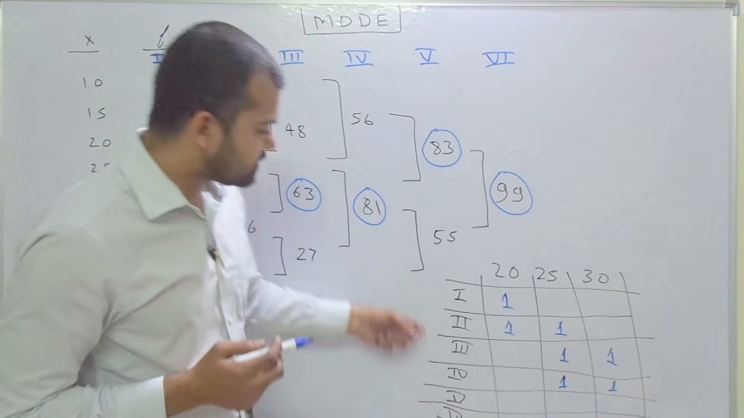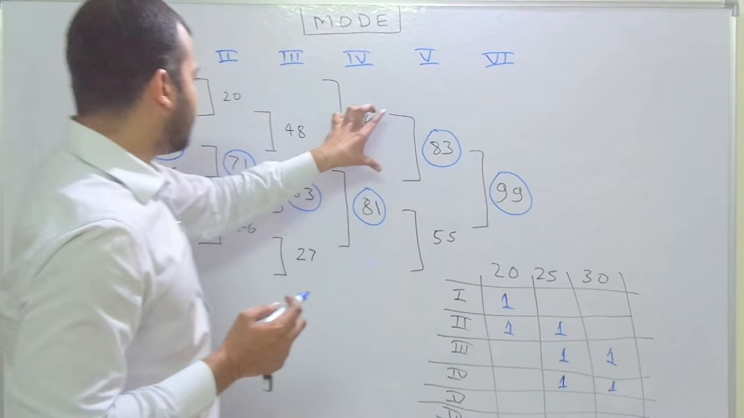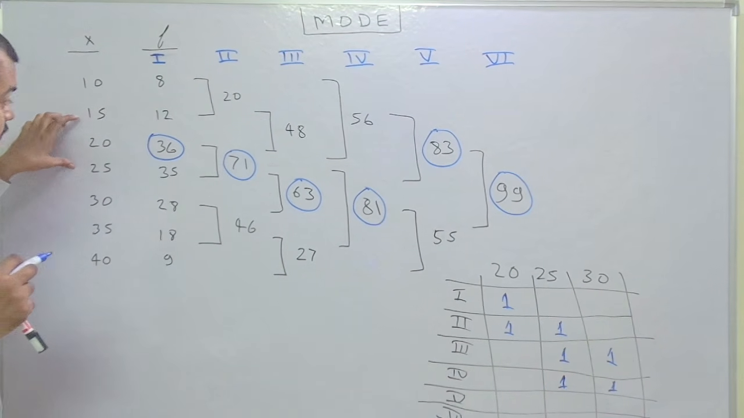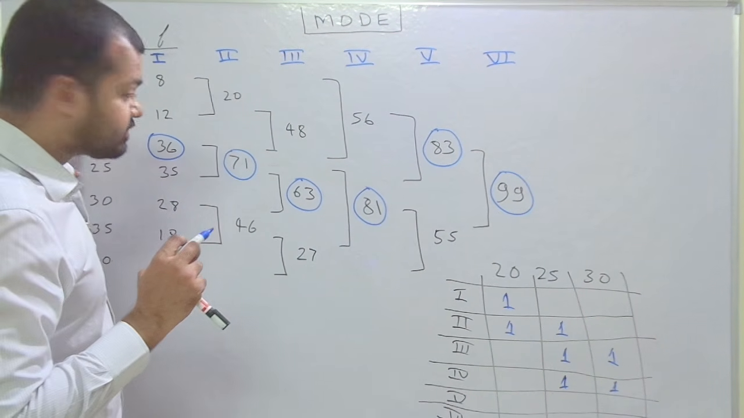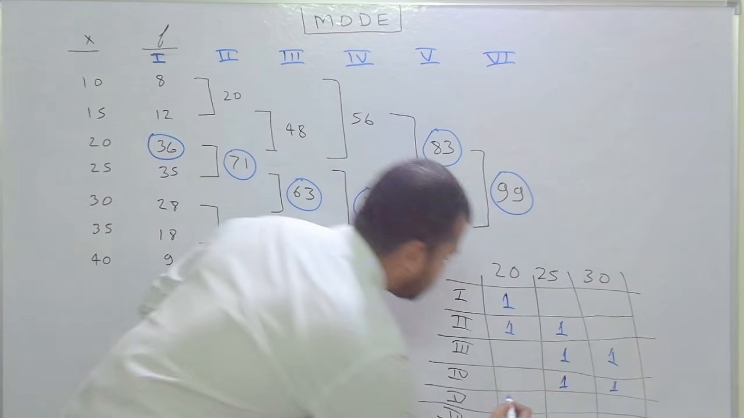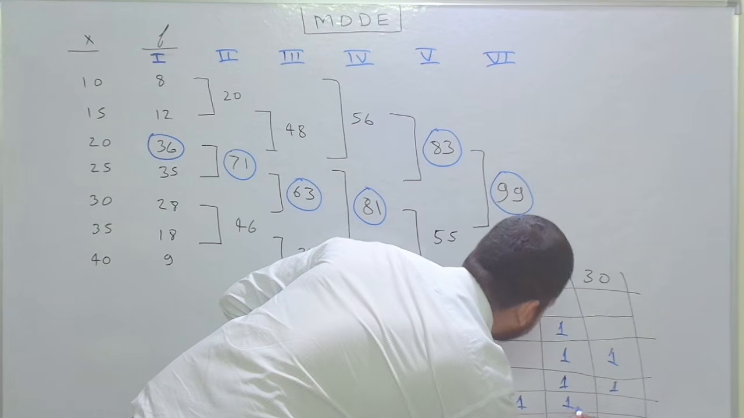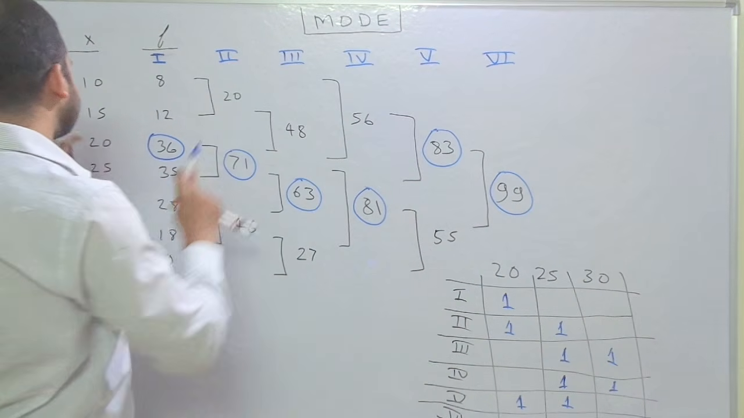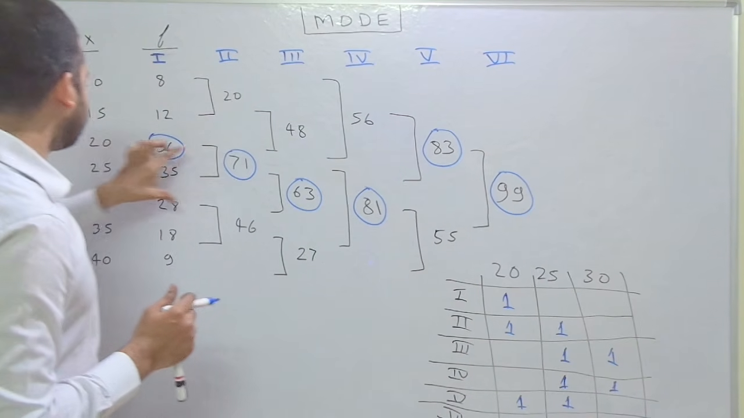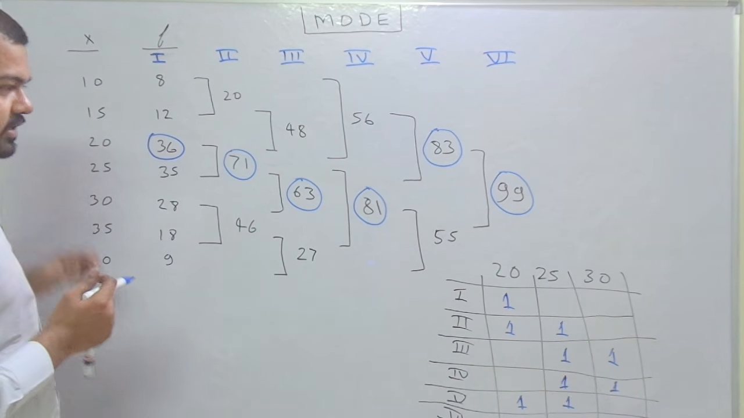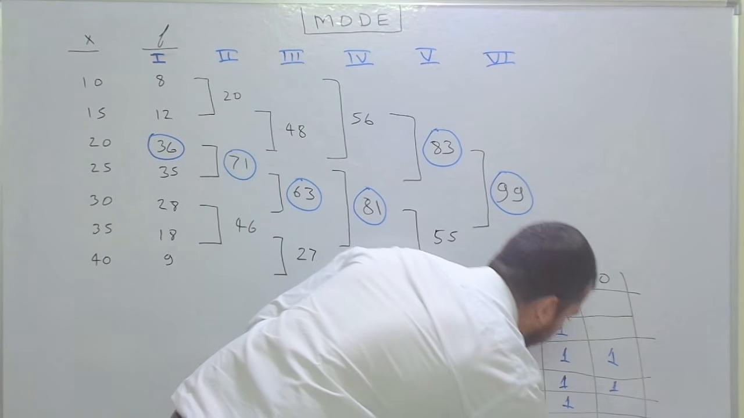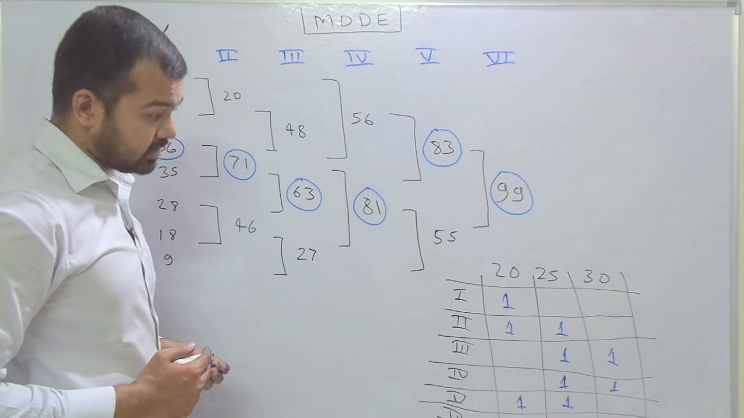Now after 81, this is column 5th. 83. 83 is the combination of these three items, 15, 20 and 25. But since we are not taking 15, we are just calculating 20 and 25. So we need to put 1 here in 20 and 1 here in 25, because 83 consists of these three figures. Now the last one, 99. 99 is dealing with 20, 25 and 30. So 20, 25 and 30, we have to write 1, 1, 1 in front of all these figures.